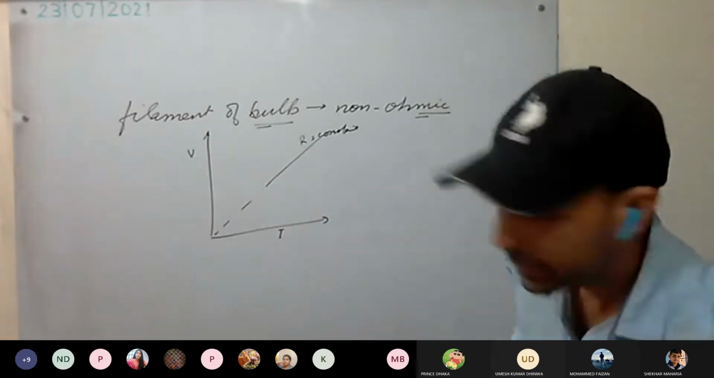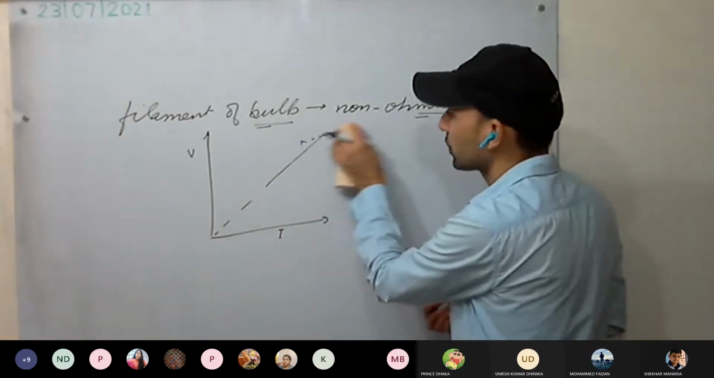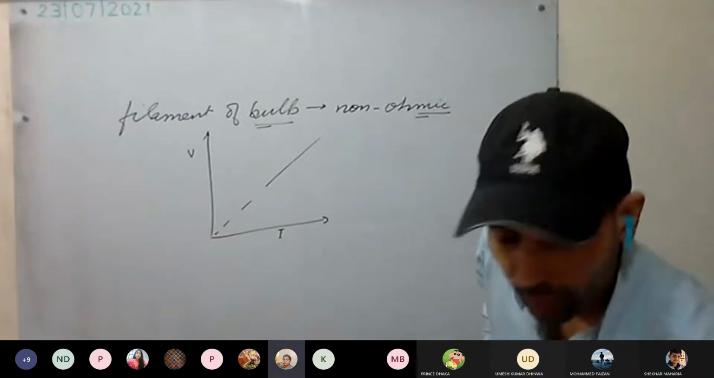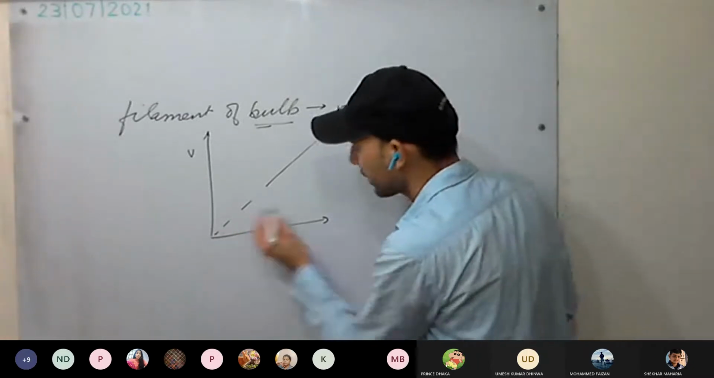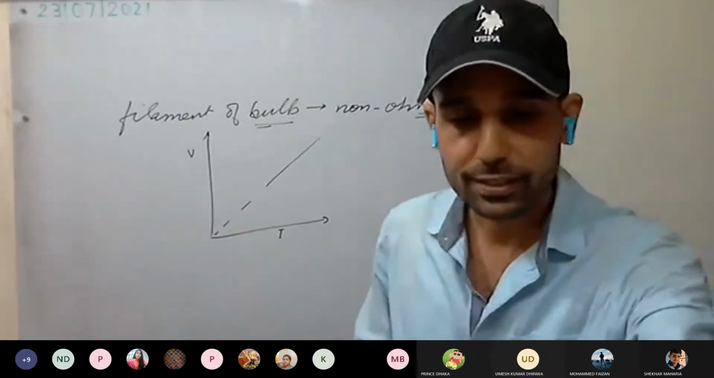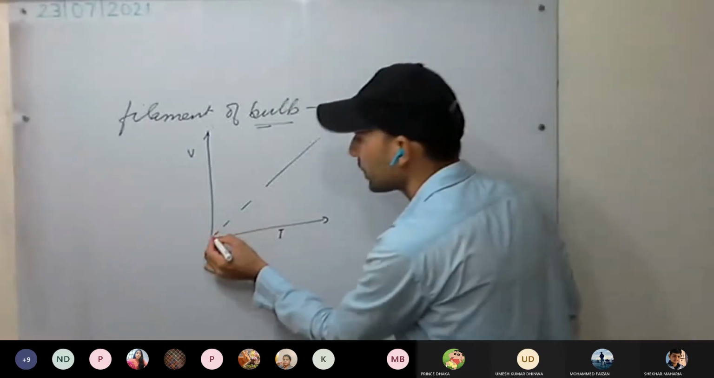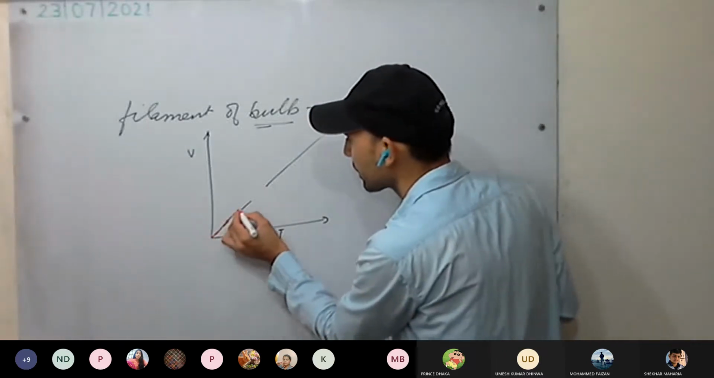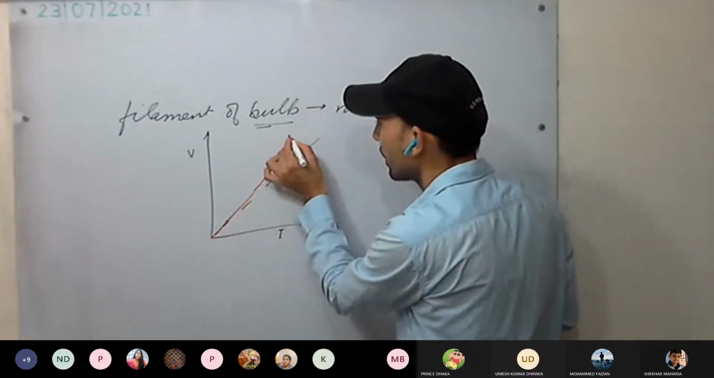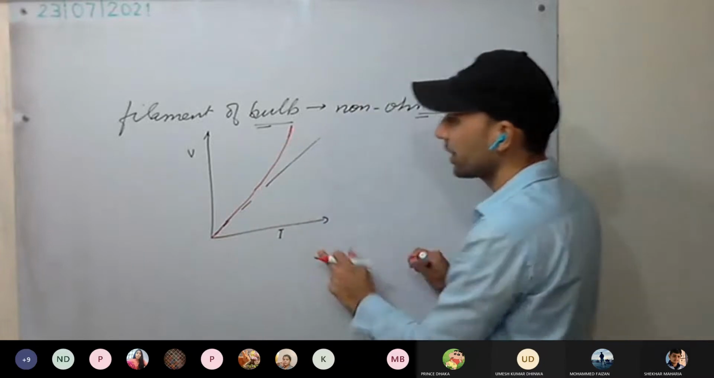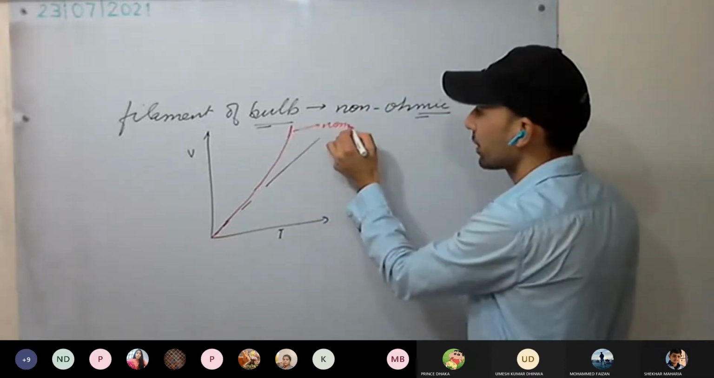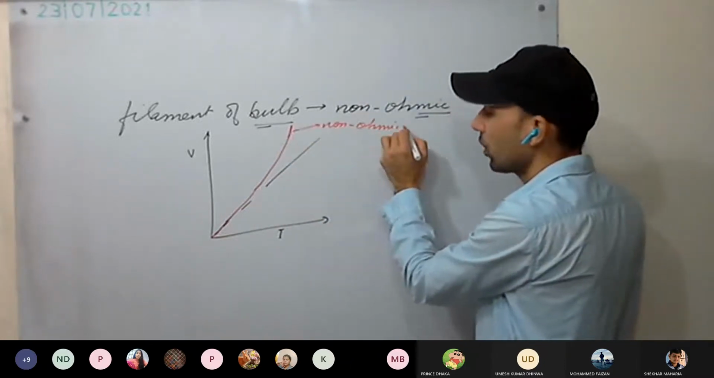What about non-ohmic? It does not follow Ohm's law. So mainly the graph will be, I will make it with red, like this. This red one is a non-ohmic. It does not follow Ohm's law.